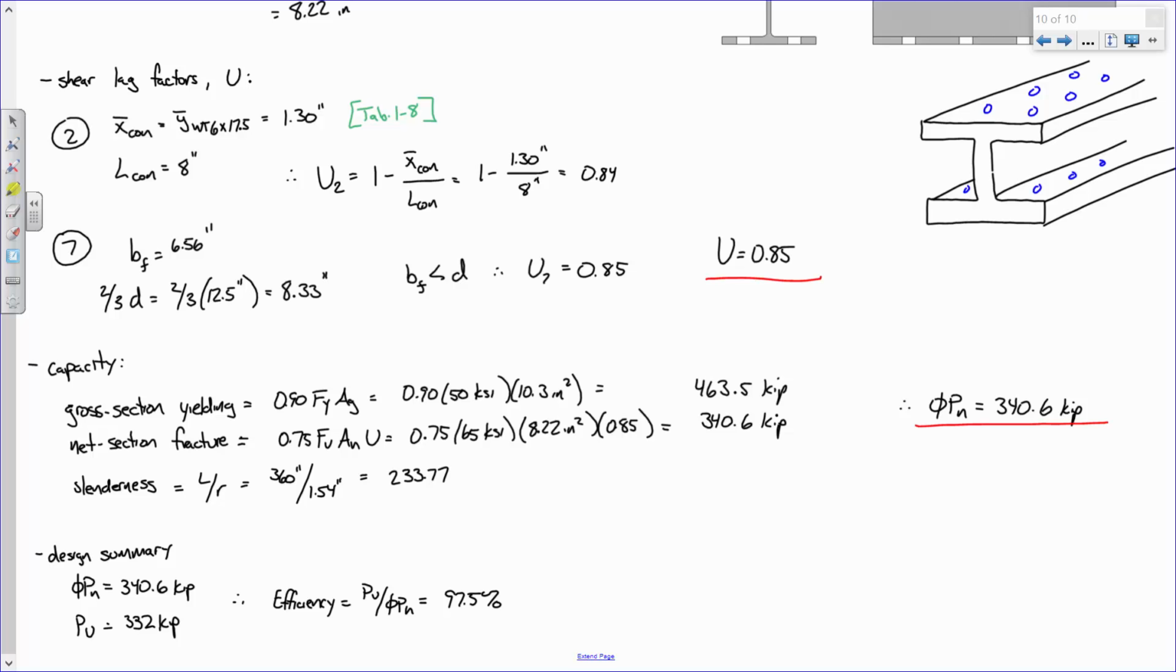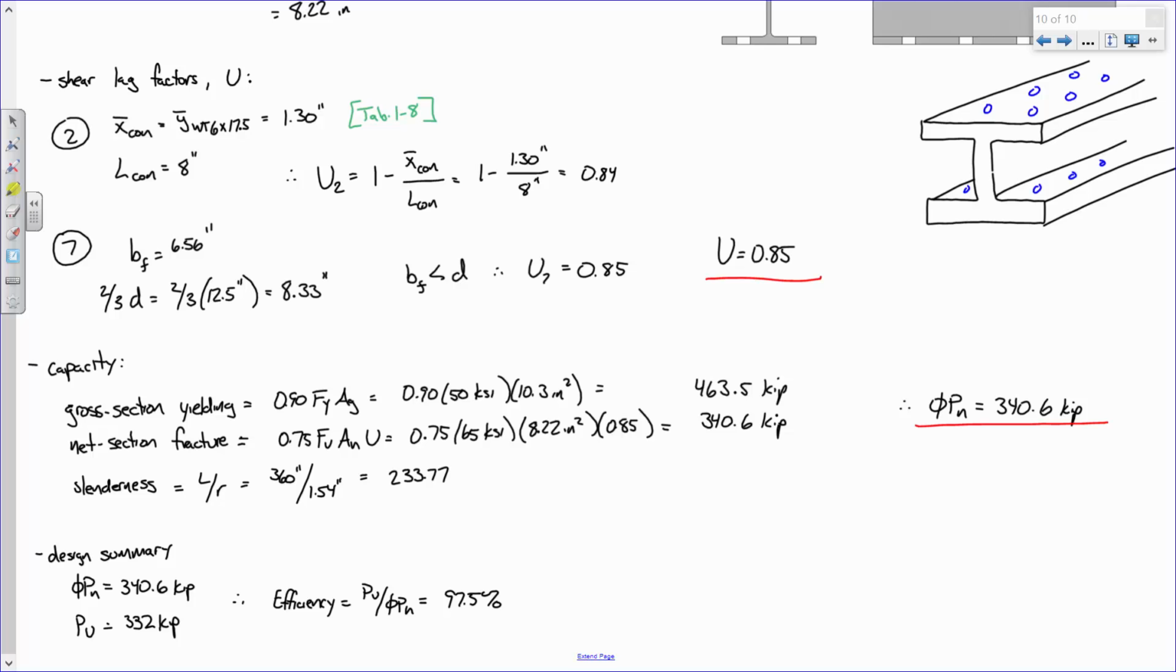Now, first off, let's ignore the manual. If your efficiency is 73%, what can you tell me about the member? Is it over-designed, under-designed? It's too strong, it's over-designed, right? The member's too beefy. It doesn't need to supply that much load, okay? So if the efficiency is 73%, what would you do? We've been analyzing a W12 by 35. Try the next one. And the next one is what? The W12 by 30.